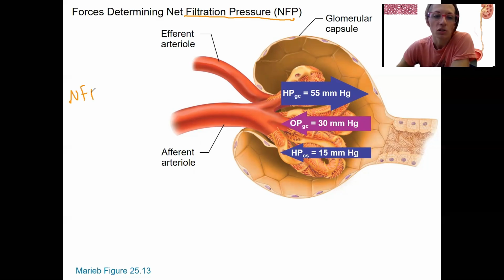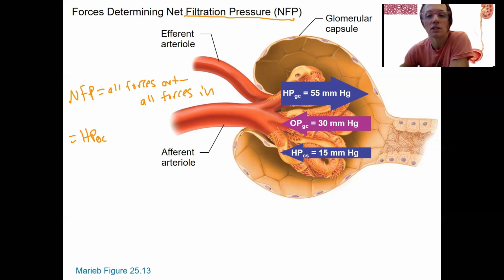Net filtration pressure is all forces out minus all forces in. So in other words, that is going to be hydrostatic pressure in the glomerular capillaries. That's the only force out because there's not osmotic pressure in the capsular space. That is 0, so we don't need to consider that. If you want to, you can add that. It's always going to be 0.